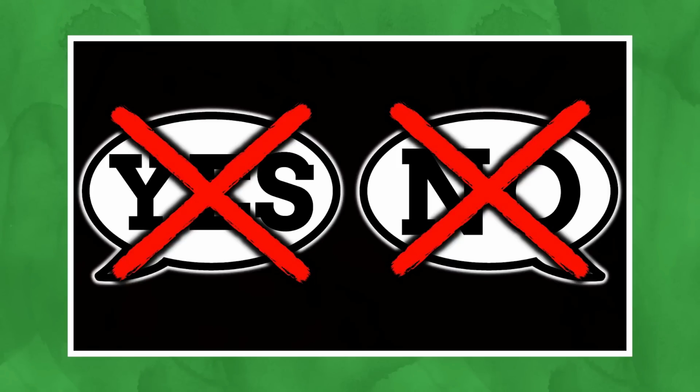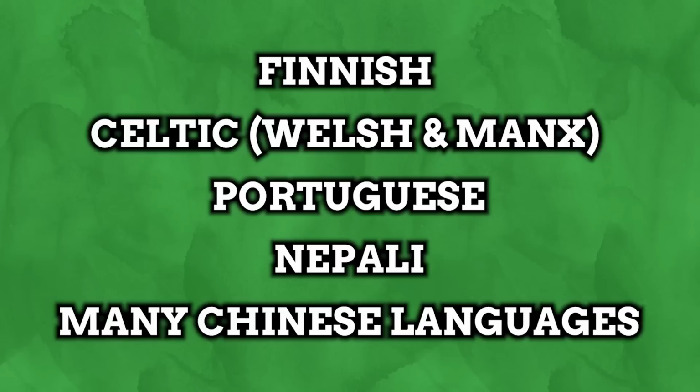Yeah, there are really tongues out there that lack those words of yes and no. Well, kind of, anyway. Many of these languages do contain words that are somewhat akin to English's yes and no, but they aren't used all that much, and especially aren't used in regards to answering a question. This includes languages like Finnish, Celtic tongues like Welsh and Manx, and even languages like Portuguese, Nepali, and many of the Chinese languages. These are languages that on the whole, when a simple yes or no question is asked in them, the response isn't yes or no.